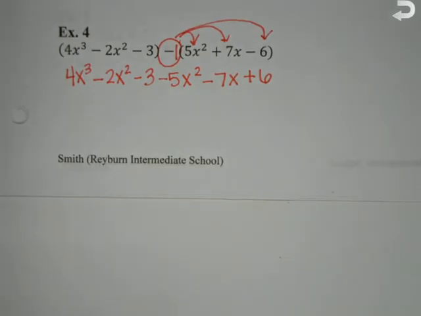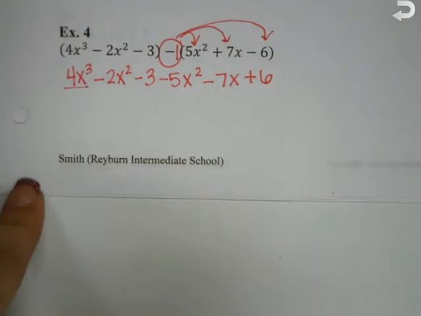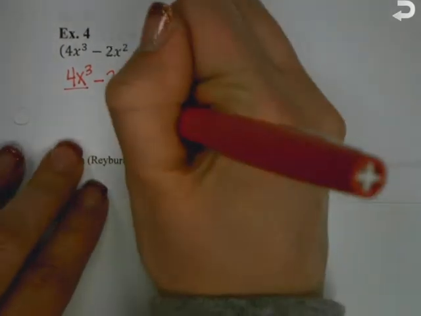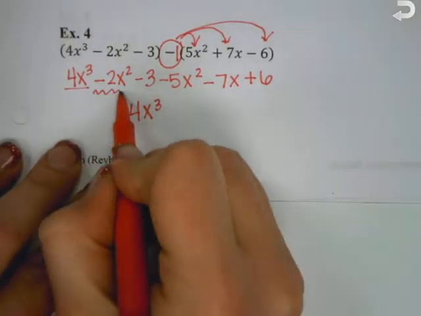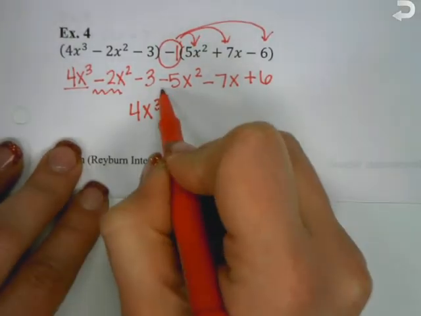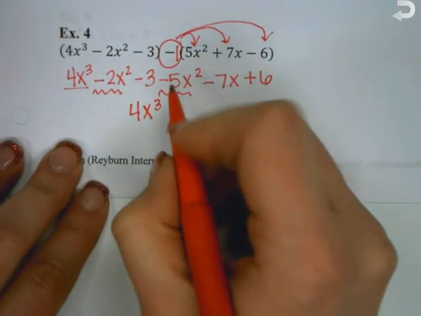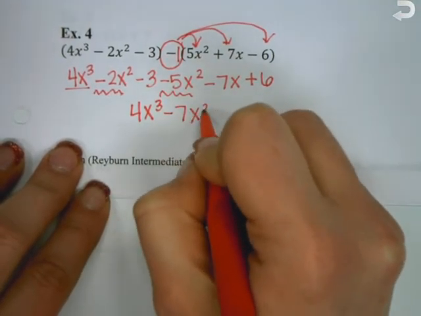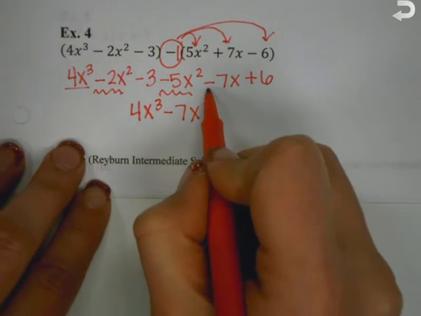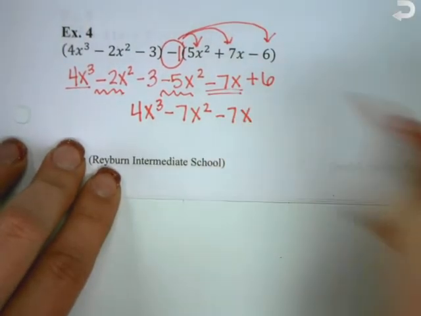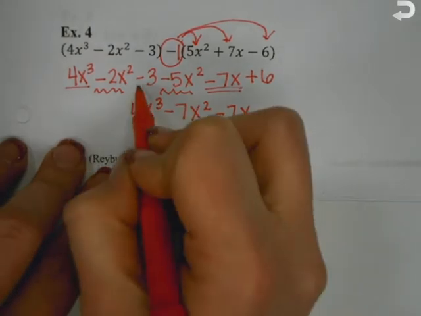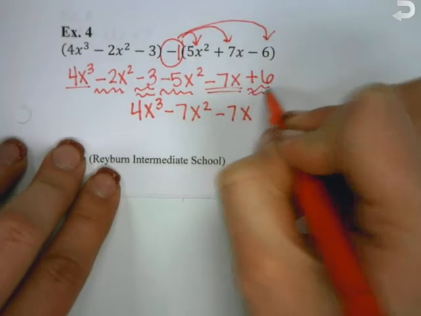Okay, now I can combine like terms. Is there any like terms with 4x to the third? No, so let's just rewrite it right now. What about negative 2x squared? Negative 5x squared, so that gives me negative 7x squared. Minus 7. We have a minus 7x here. There are no other terms, so we just rewrite it. And then we have minus 3 plus 6. What does that give me? Plus 3.